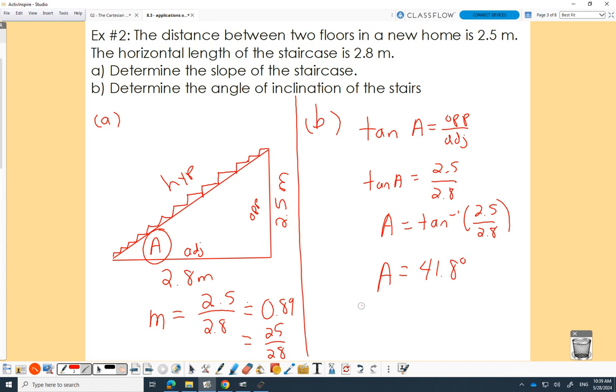Therefore, the angle is 41.8 degrees. The angle of inclination. You can imagine these angles really matter when you go to build staircases in houses, when you go to build ramps for wheelchairs and so on. It really matters what choices you make here as far as these angles are concerned. In fact, there's some rules about it. So worry about that if you actually start building houses.